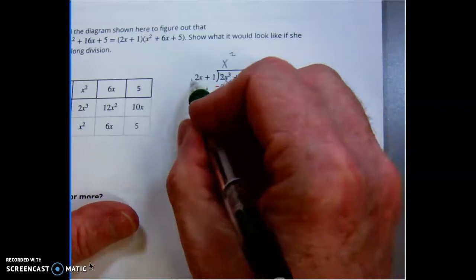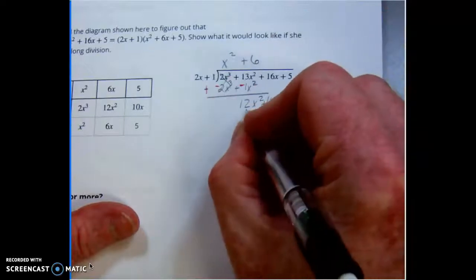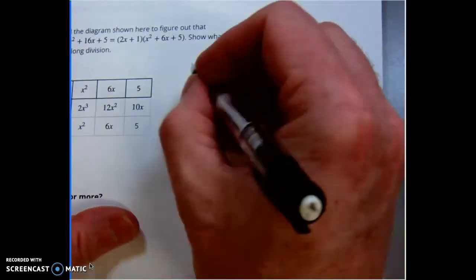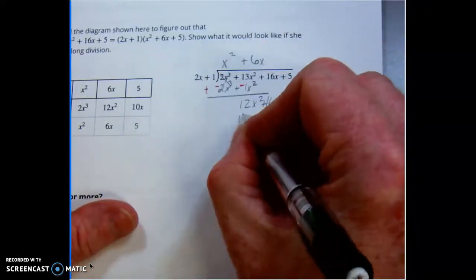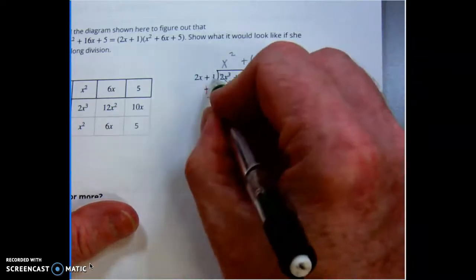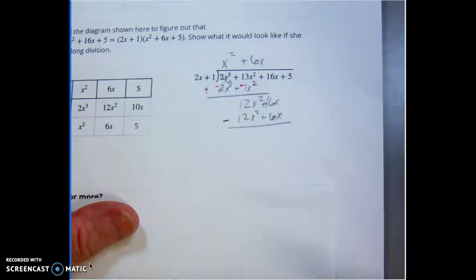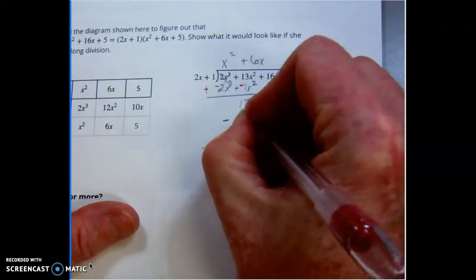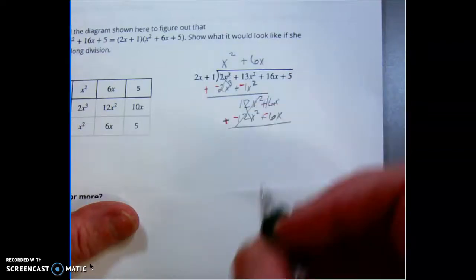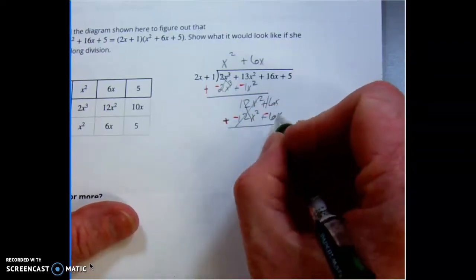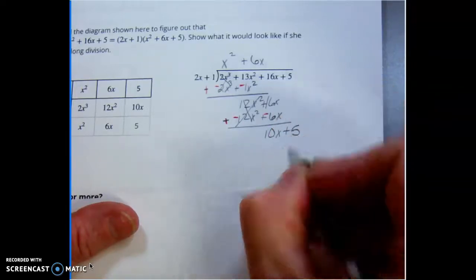Do it again. 2x times what gives us 12x squared? So 2 times 6 gives us 12. We want 2 x's, the x squared. We already have 1, so we only need 1 more. So 6x times 2x is 12x squared. 6x times 1 is 6x. Time to subtract, which really means change the signs and add. So our 12x squared, negative 12x squared, that's 0. 16x and negative 6x would be positive 10x. Bring down our plus 5.